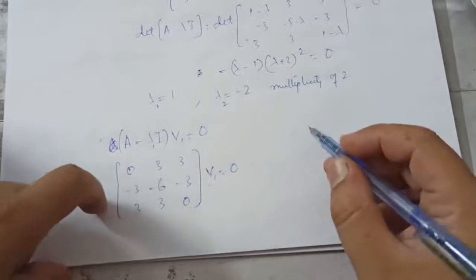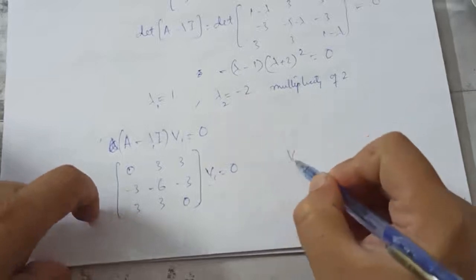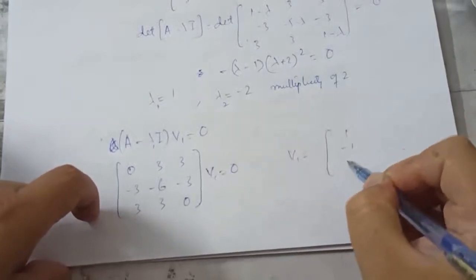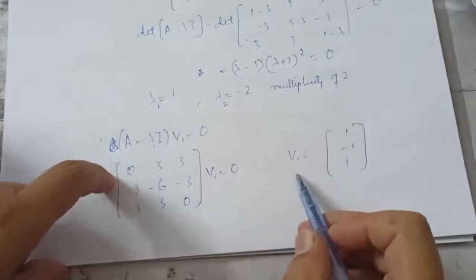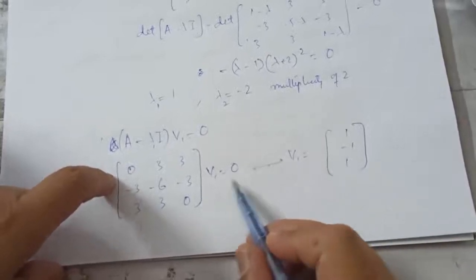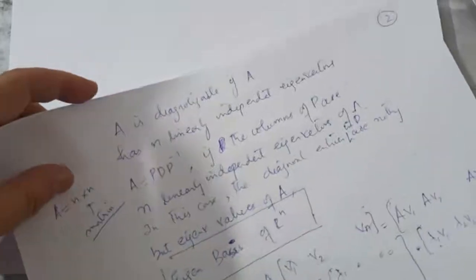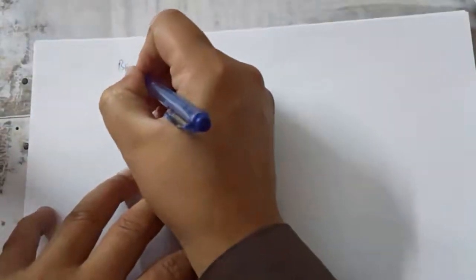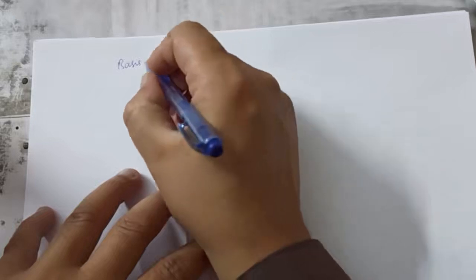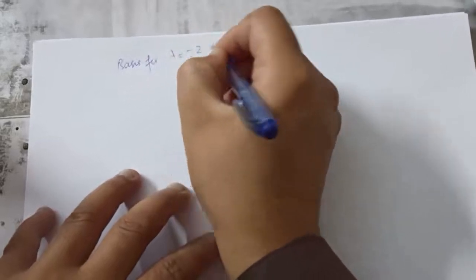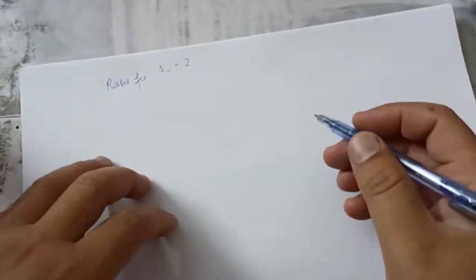If you solve that, the non-trivial solution that you will get is simply v1 equal to [1, -1, 1]. You can go home and do it as practice and solve it yourself, but since I'm demonstrating only the concept, you can take it as an assumption that what I'm writing here is correct. Similarly, we can find the basis for lambda equal to minus 2, and of course you have to do the same thing here.